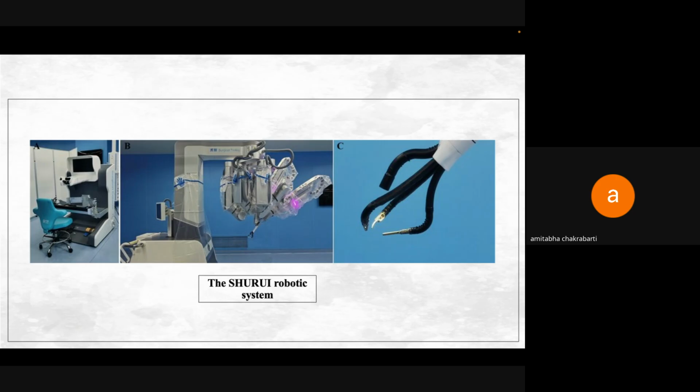This Surui robotic system has been developed in China. It is a uniportal, the C, on the right hand side. It is a single port with multiple snake-like hands, which can work like all the robots which I have seen earlier.